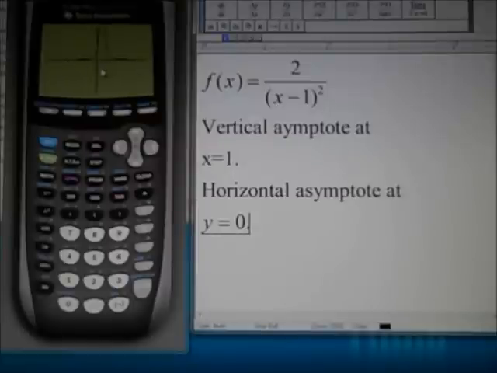A vertical asymptote is x equals 1. Again, vertical asymptotes, always of the form x equals something. Horizontal asymptotes, y equals something. So from this graph, I can get that. So just look, do I have any vertical lines that I'm approaching? Do I have any horizontal lines I'm approaching?